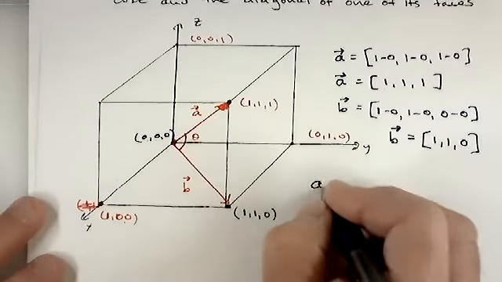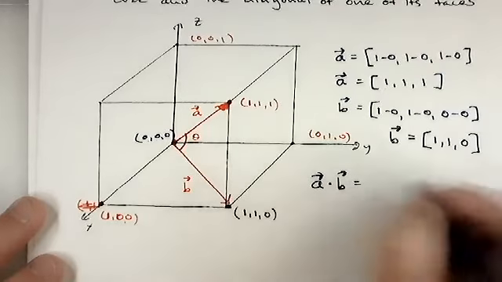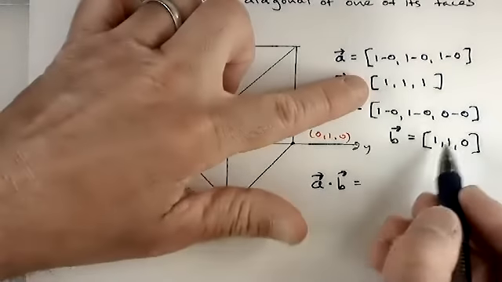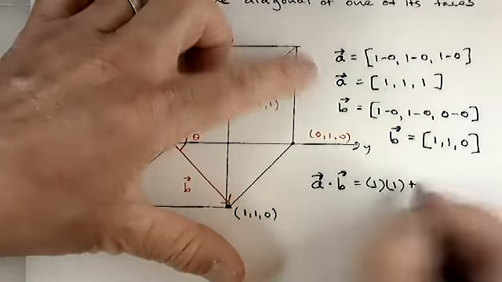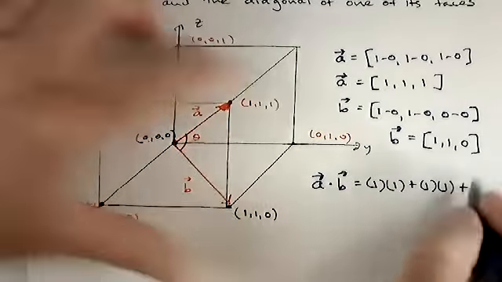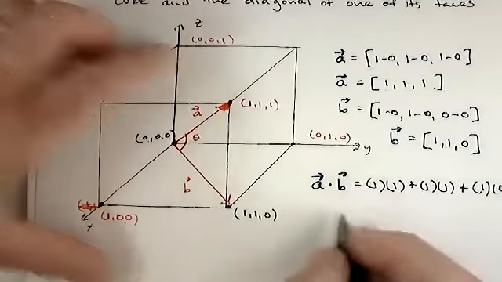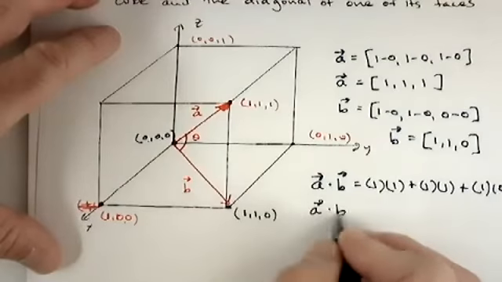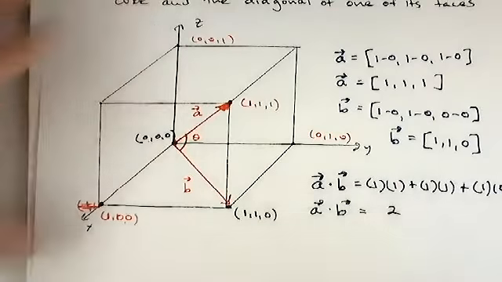We're going to need this in the formula, so why don't we do A dotted with B? A dotted with B is 1 times 1 plus 1 times 1 plus 1 times 0. So that's going to be 1 plus 1 plus 0. So A dotted with B is 2.